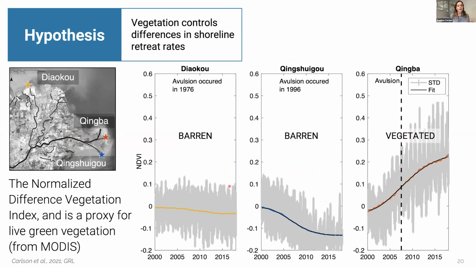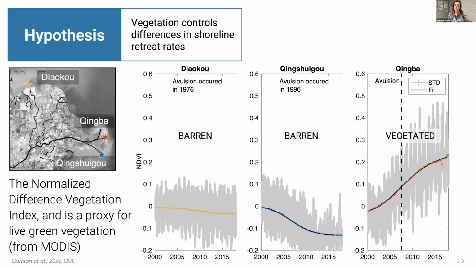So we applied this to the shorelines of each of these delta lobes, and we found that for the engineered diversions, the NDVI values were low, indicating that the shorelines were consistently barren during our observation period. However, for the lobe that maintains connection to the active channel, it's not only vegetated, but even after the distributary channel is diverted away through avulsion, the NDVI value continues to increase.